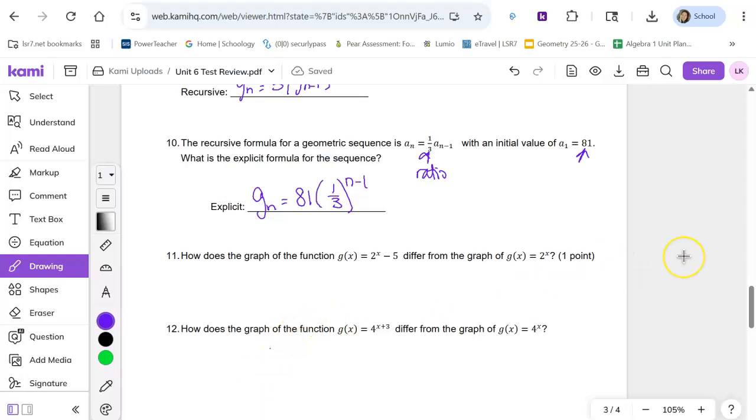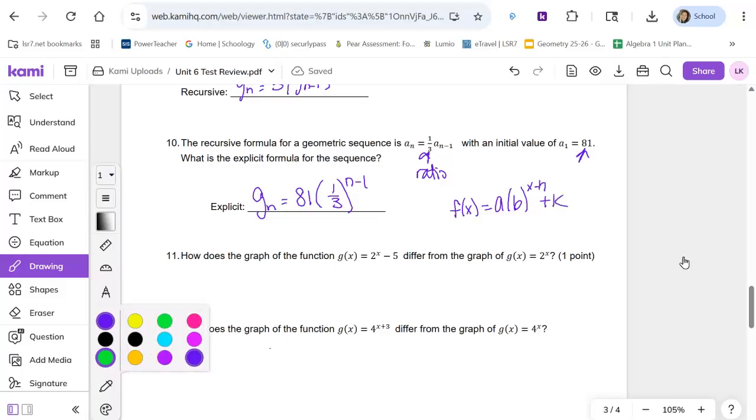All right, so number 11 says, how does the graph of the function g of x equals 2 to the x minus 5 differ from the graph of g of x equals 2 to the x? First of all, you need to remember your f of x function equals a times b to the x minus h plus k. Remember that a is your initial or your y-intercept. H is your horizontal shift, and it's the opposite, and k is your vertical shift.